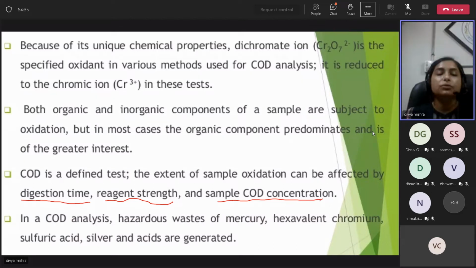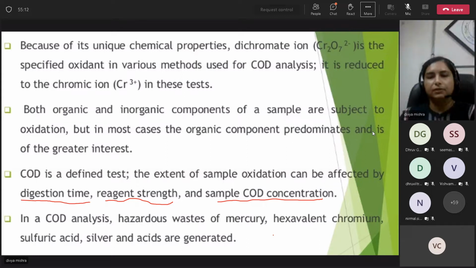Now, in this COD analysis, hazardous wastes of mercury, hexavalent chromium ion, sulfuric acid, silver, and other acids will be generated. So before we perform it, we should know what will be generated after the procedure, so that we can manage it. You may say that this may also be a disadvantage of this procedure.